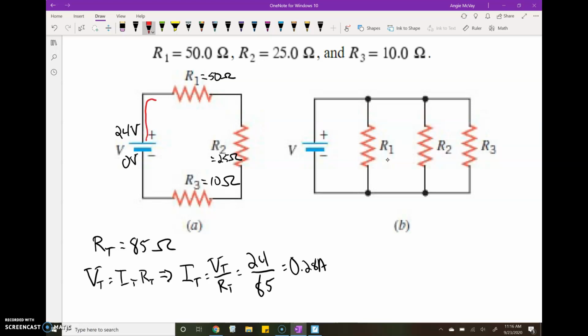I can draw that. Conventional current goes from positive to negative. So the total current is 0.28 amps. Now this is a series circuit, so all of these resistors are experiencing the same amount of current. So 0.28 amps is the current going through resistor 1, and it's the current going through resistor 2, and it's the current going through resistor 3.